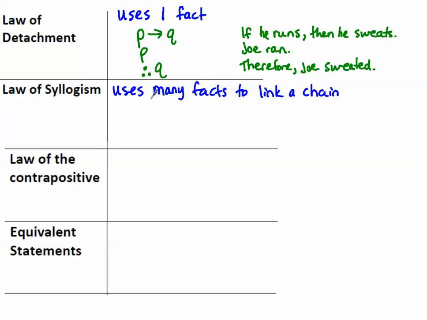Now, the law of syllogism uses many facts and links a chain. So what does that look like with symbols? We start with a fact, maybe P arrow Q. We link it to another fact. So Q, where we left off, we pick up, leads to R. Maybe another fact, or as long as it's more than one fact linked up with another fact, then we take what was at the beginning and link to the end. The Q links up, so those can sort of cancel out in a way. So therefore what? P then R.